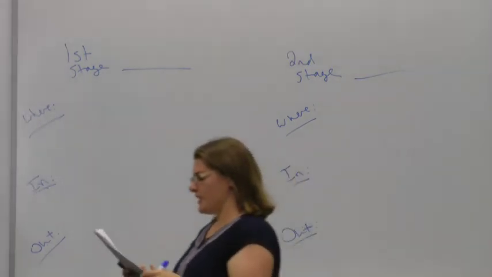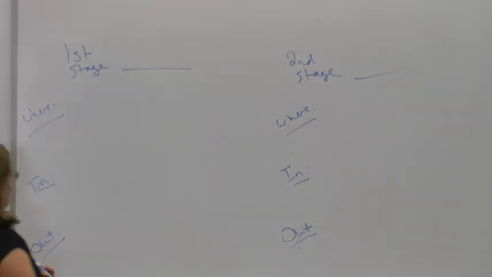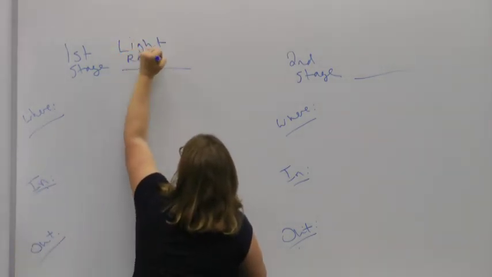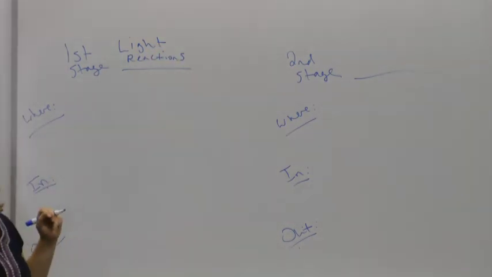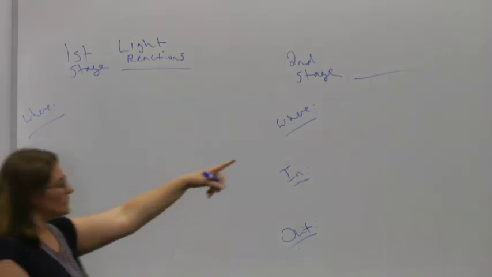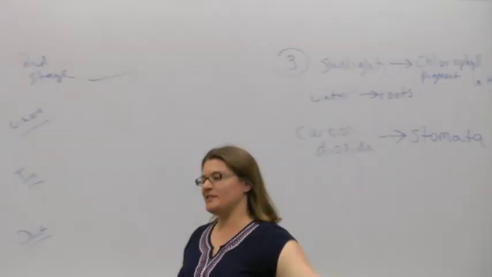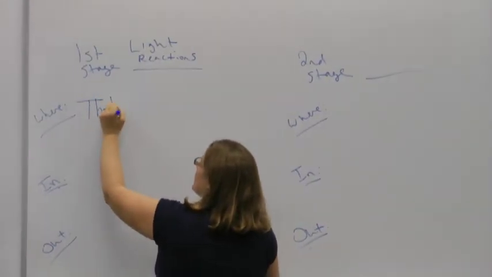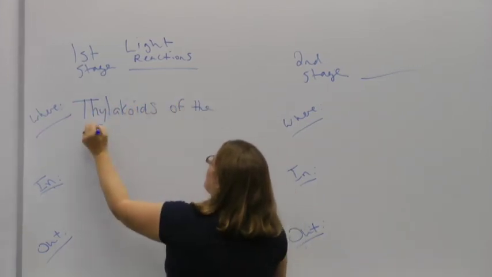Okay, so the first stage of photosynthesis is called what? The light reactions. Perfect. Where does it happen? In the thylakoids of the chloroplast, right? You guys already told me that sunlight is captured by that pigment in the thylakoid. So where does it happen? In the thylakoids of the chloroplast.